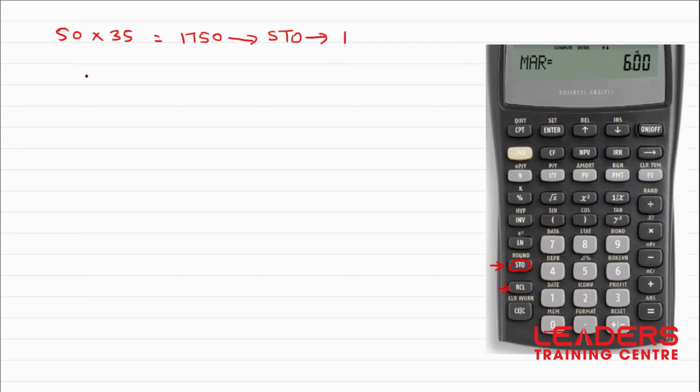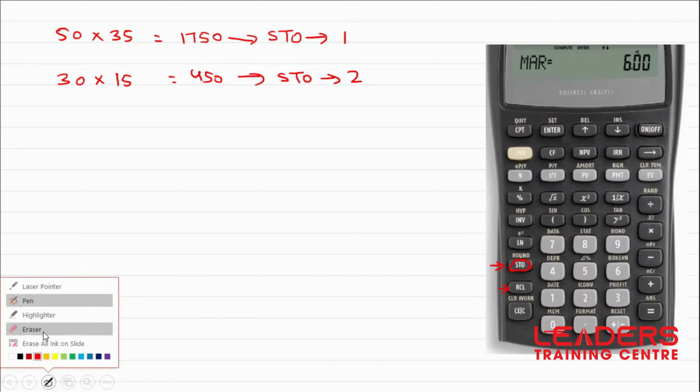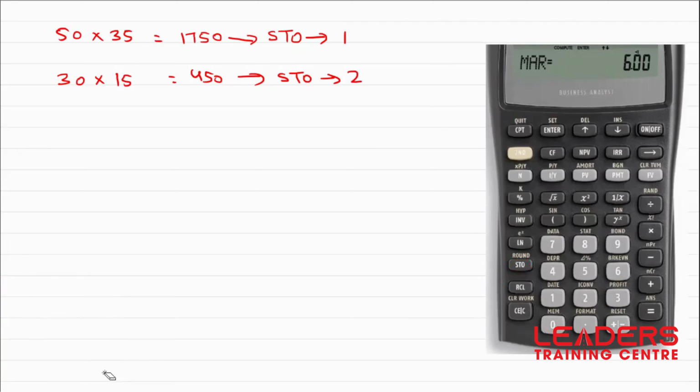What you could also do is another calculation. Let's say 30 times 15. Let's get the result, which is 450. Let's say I want to store this in 2. So you press STO and then 2. Now, if I need to bring these numbers back for further calculations, I could press recall, followed by 1 if I want to bring back what I have stored in key 1. I could also press recall followed by 2 if I want to bring back what I have stored in 2.